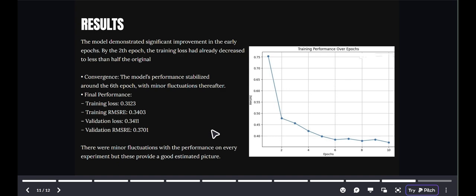Our model showed significant improvement in early epochs, with training loss decreasing by half by the second epoch. The performance stabilized around the sixth epoch, achieving final metrics of 0.3123 training loss and 0.34 training RMSRE. The validation performance was also comparable with 0.311 loss and 0.37 RMSRE, which indicates good generalization without overfitting.